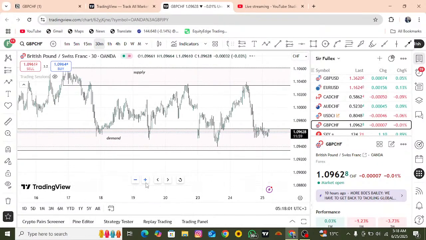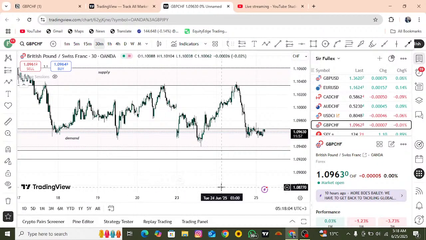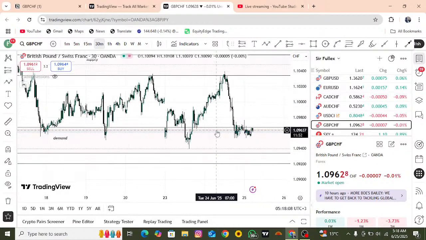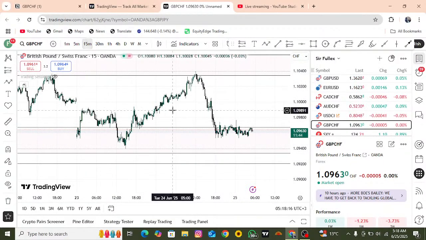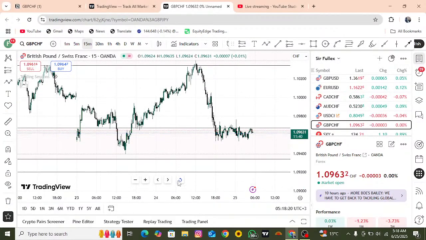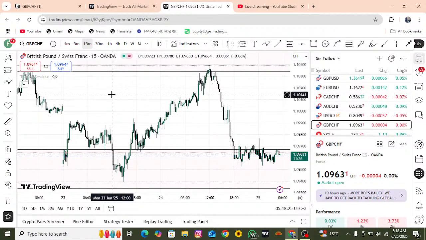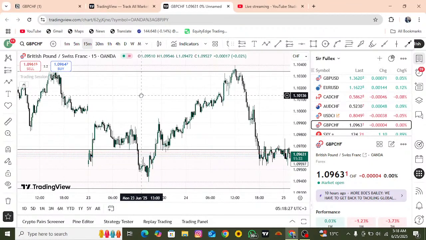Let me go to 30 minutes. So 30 minutes, I'm just focusing on this move, from here to here, back. I want to see what's going to happen in that particular move. So give me a clear picture. This is the 15 minutes time frame.